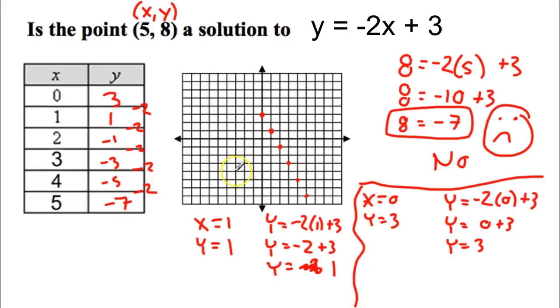Now on your paper you can connect them with a ruler. I'm going to do some fancy magic and connect it with a line. There you go. So all your points should be connected with one line.